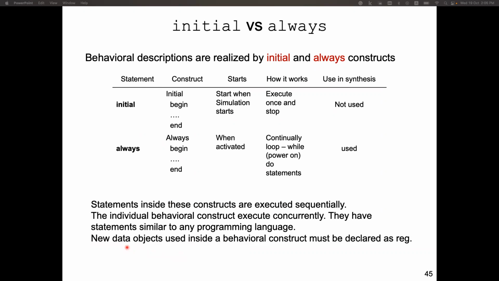The new data objects inside a behavioral construct must be declared as a register. Like the left-hand side of a statement inside this block, these must be registers. But the right-hand side can be wire or register.